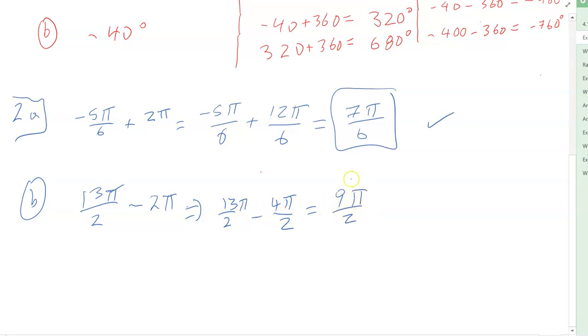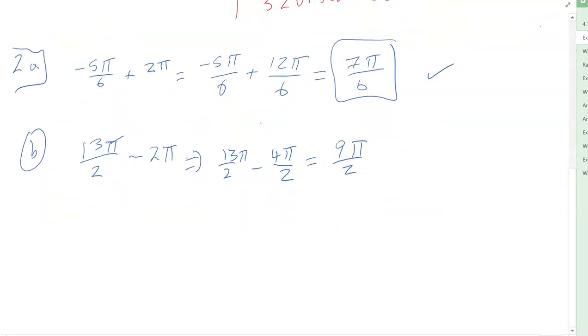This is still bigger than 2 pi, 9 pi over 2, so we've got to go to the next step and do 9 pi over 2 minus another 4 pi over 2. That gives you 5 pi over 2. It is still bigger than 2 pi.